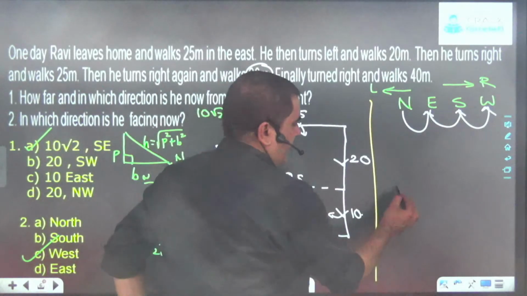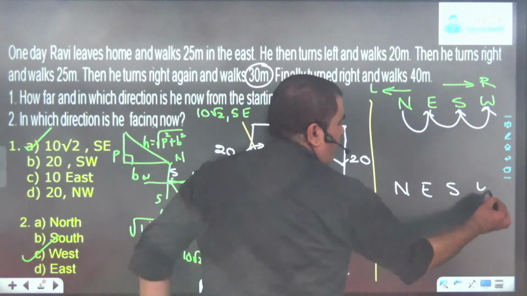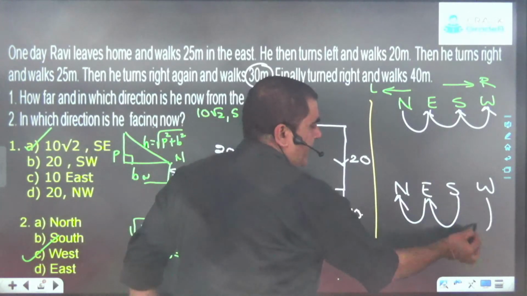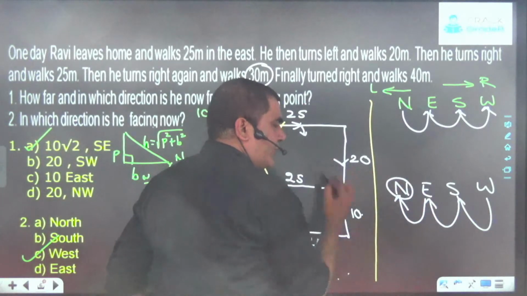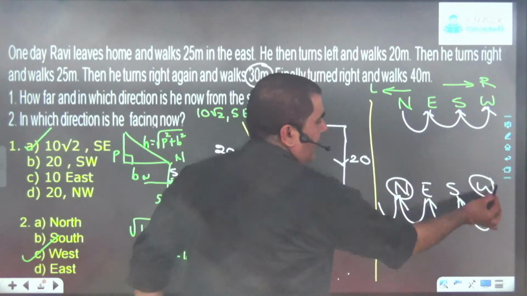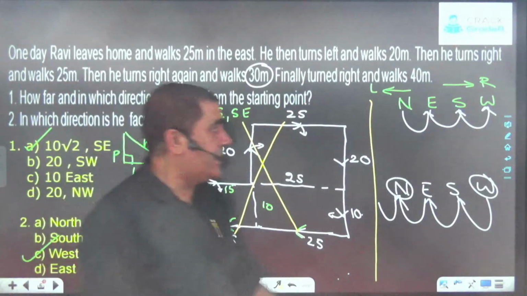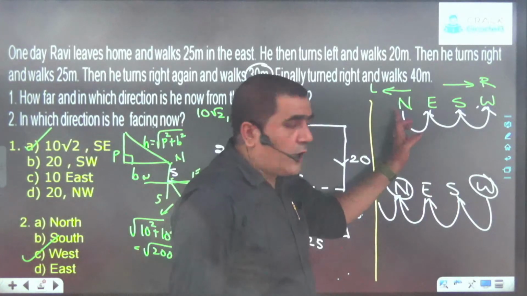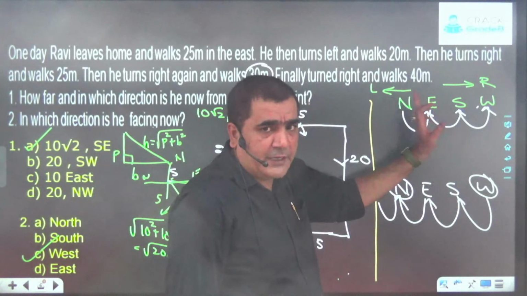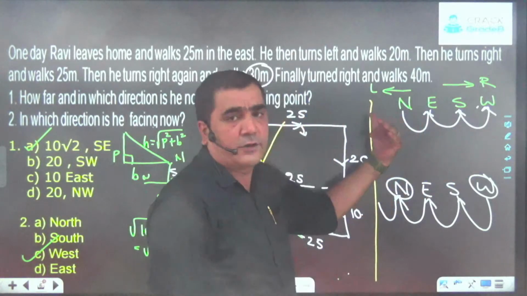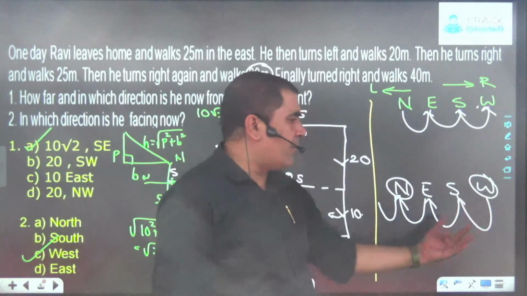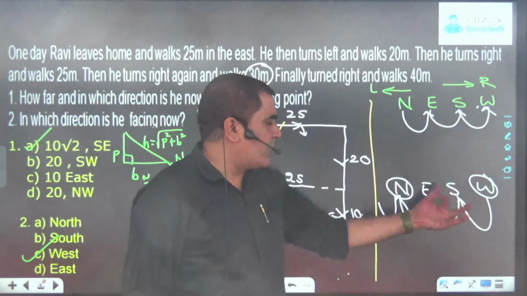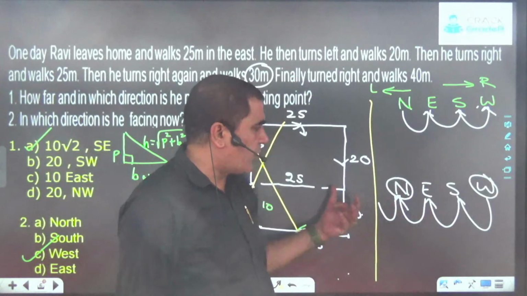Let's check for left. What should be the left for south? Left of south will be east, left of east will be north, left of west will be south. And left of north will be west again, and right of west will be north again. Understood? Right of north will be east, right of east will be south, right of south will be west, right of west will be north. Also, left of west will be south, left of south will be east, left of east will be north, and left of north will be west. Clear?